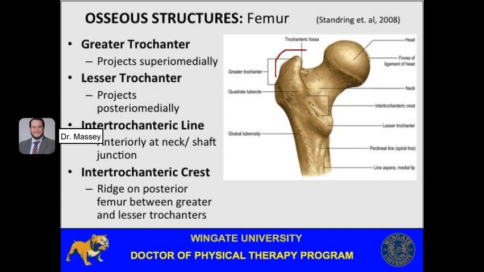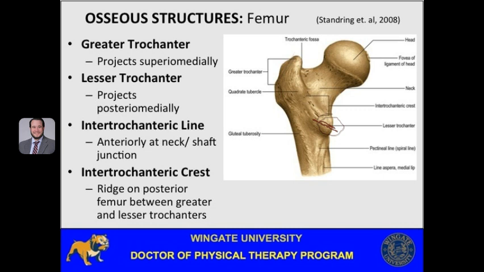And here we have the greater trochanter. This is going to project in a superior medial direction here. The lesser trochanter is going to project posterior medially. And these are going to serve as nice attachment sites for musculature of the hip here.